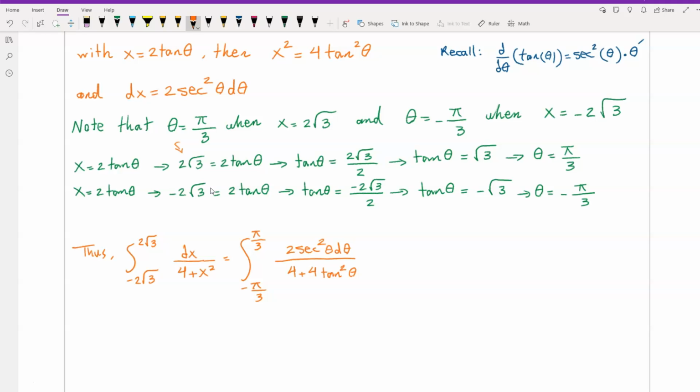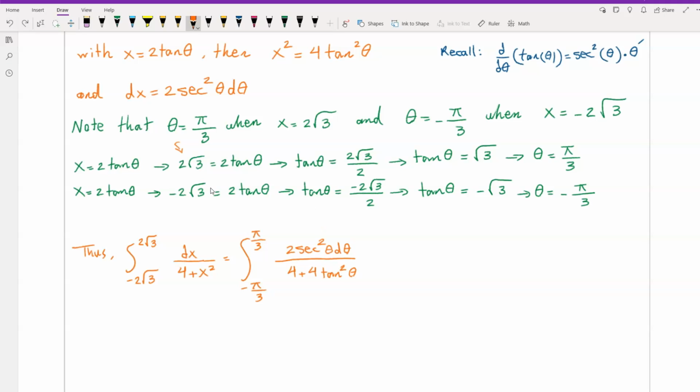So this means when we try to integrate dx over 4 plus x squared, and this is from negative 2 square root of 3 to positive 2 square root of 3, that is equal to, now instead of x here we have theta. So what we have for dx is 2 times secant squared theta d theta on top in the numerator, so on this part.